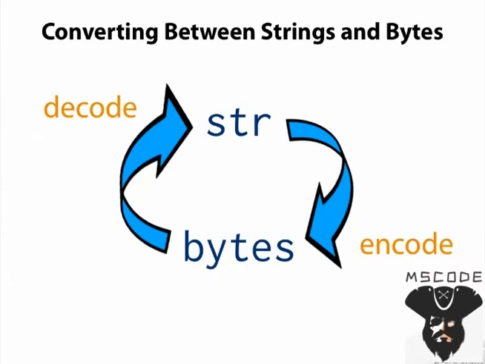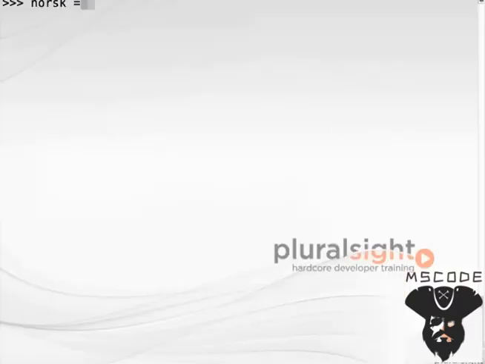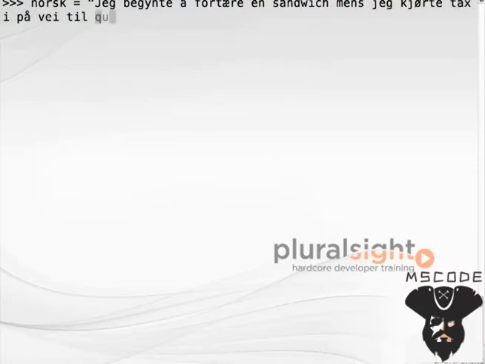To convert between bytes and strings, we must know the encoding of the byte sequence used to represent the string's Unicode code points as bytes. Python supports a wide variety of encodings, a full list of which can be found at python.org. Let's start with an interesting Unicode string which contains all the characters of the 29-letter Norwegian alphabet, a pangram. We'll now encode that using UTF-8 into a bytes object.